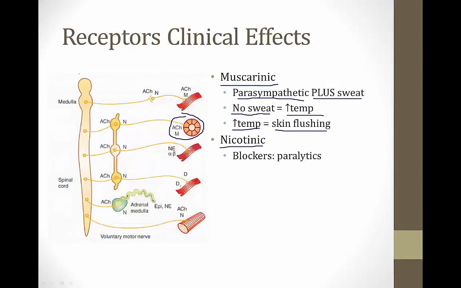Nicotinic receptors are a little bit different. If you block nicotinic receptors, the primary effect is to paralyze the body because of nicotinic receptors found at skeletal muscle. And then there really aren't a lot of clinically important nicotinic agonists, so you don't need to worry too much about those. But in terms of blockers, the main clinical effect is driven by paralysis, and that's where they're used.